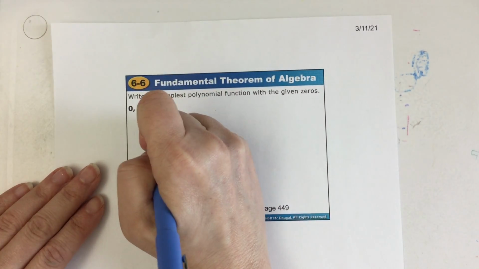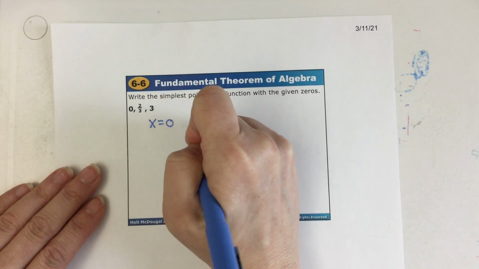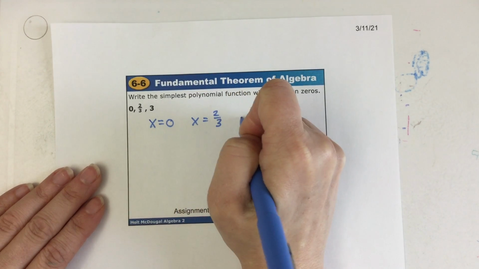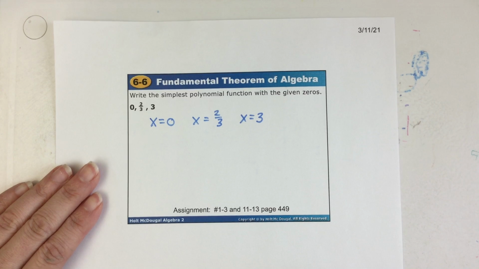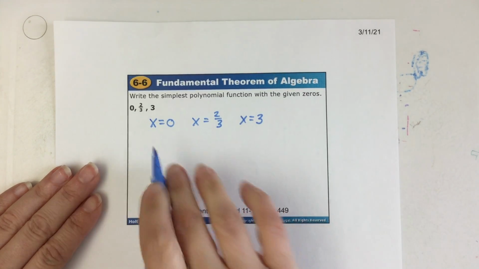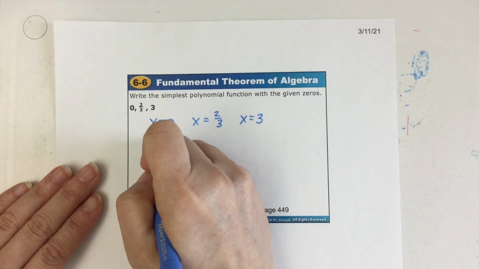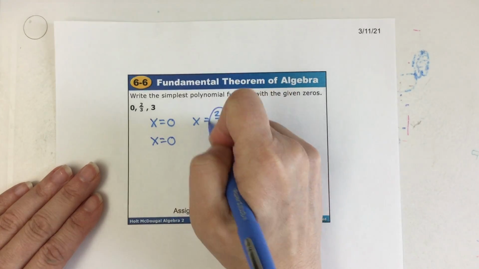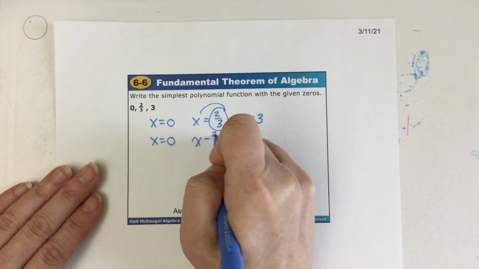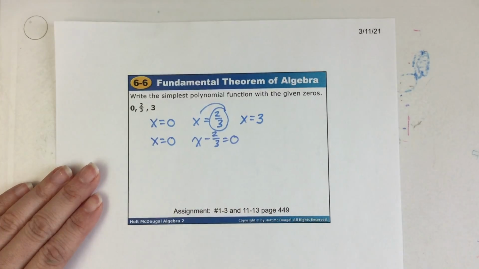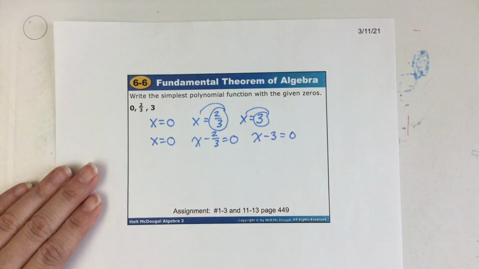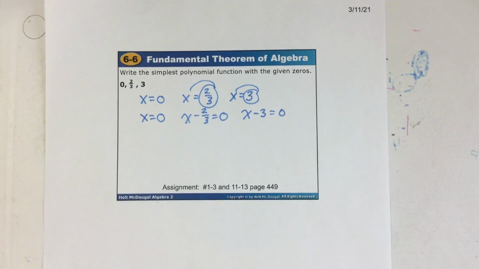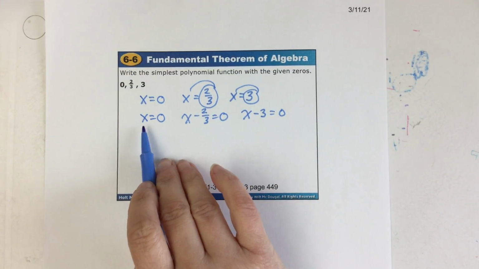If your solutions were x equals 0, x equals 2/3, and x equals 3, okay? Again, you want each of these equal to 0. The nice thing here, x is already equal to 0. 2/3, I would minus 2/3, so now it's equal to 0. Here, I would minus 3, so it's equal to 0. Once they are all equal to 0, and it's okay that this one started off as a 0, okay? It's just going to be a single x.